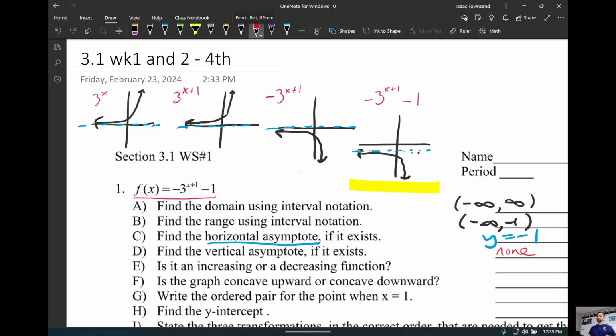When we get to section 3.2 and we're talking about graphing logarithm graphs, these two would be switched. A logarithm is just an inverse of an exponential. So exponential has horizontal, not vertical. Logarithmic will have vertical, not horizontal. Yes? This does not exist. We use that here. Yeah, you could say does not exist. That's fine.